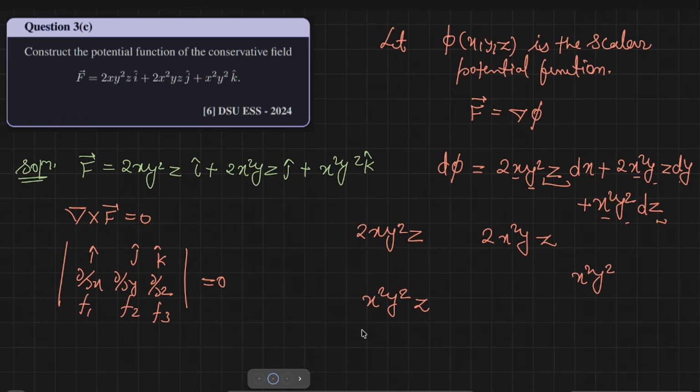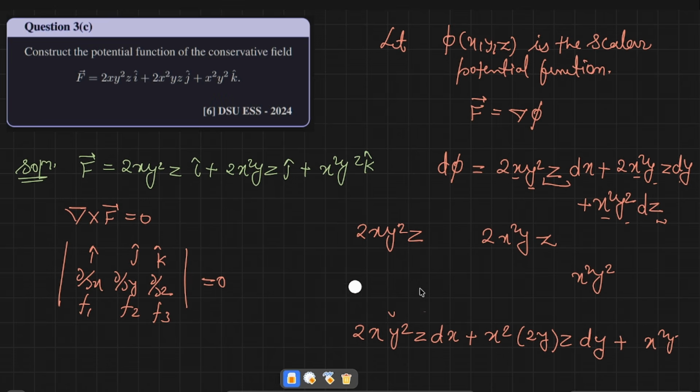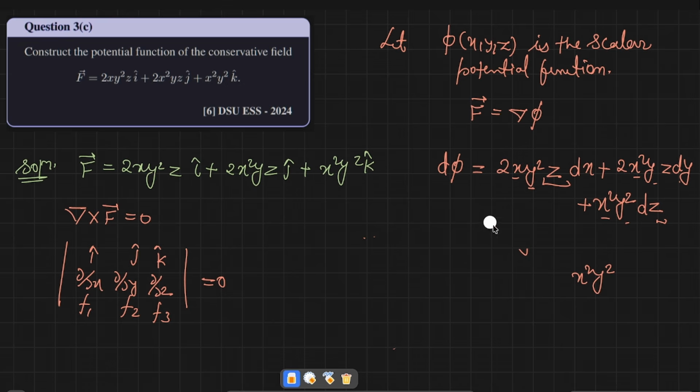Derivative of x, it will be 2x y square z dx. Okay, then it is x square 2y z dy. If it is the derivative with respect to z, then it is x square. That's it. You can see by the hit and trial method, you have no need to go for any other method or the integral.